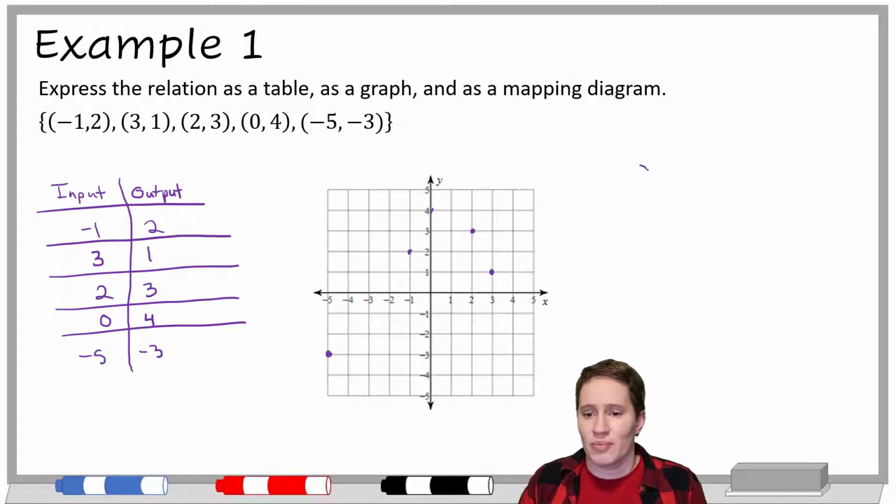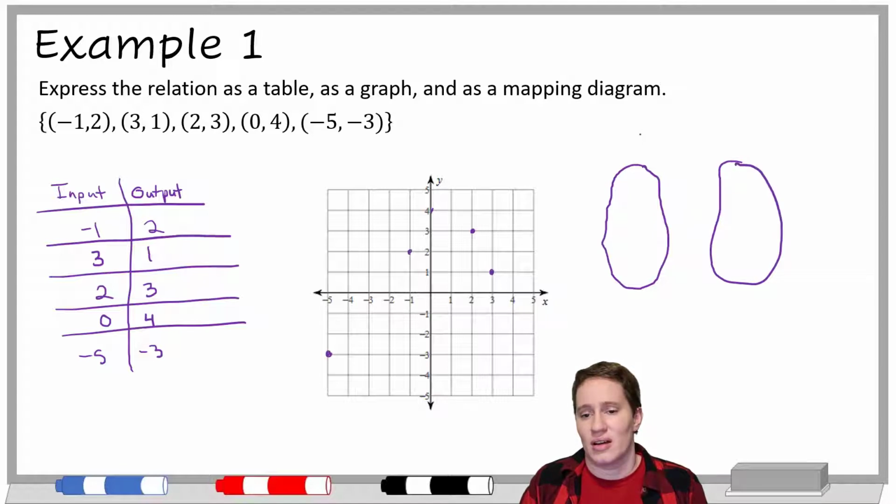Now, I have a pretty large appreciation for mapping diagrams that has developed over time, because I just think that this is one of the cooler ways to represent a relation or function, because you get to separate it into the inputs and outputs, the domain and the range, the x's and y's, however you want to say it, and then you get to just draw arrows to show what numbers are connected.